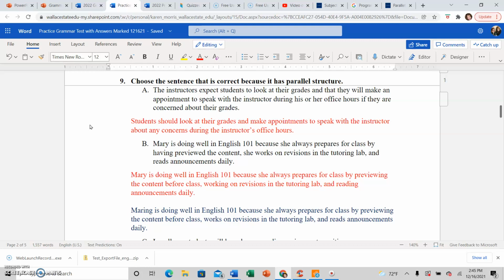Sometimes the ideas are more complex with complex sentences or compound sentences, but they all should work together very clearly.